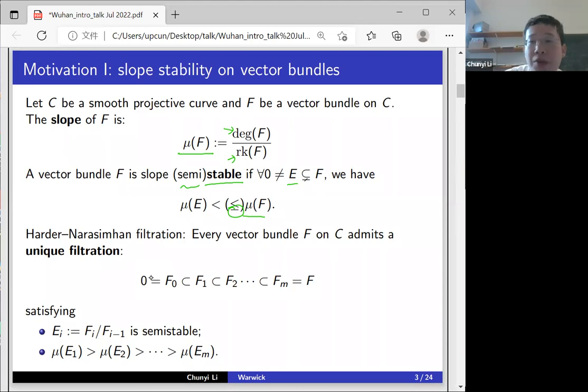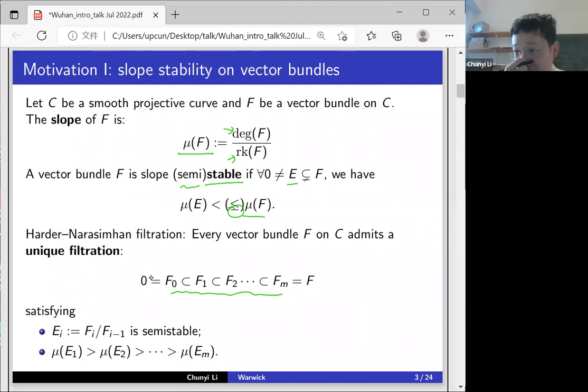One of the nice properties of this definition is that we can always build up an arbitrary vector bundle on the curve from a collection of semi-stable vector bundles. This is how the HN filtration happens. So how to do that?